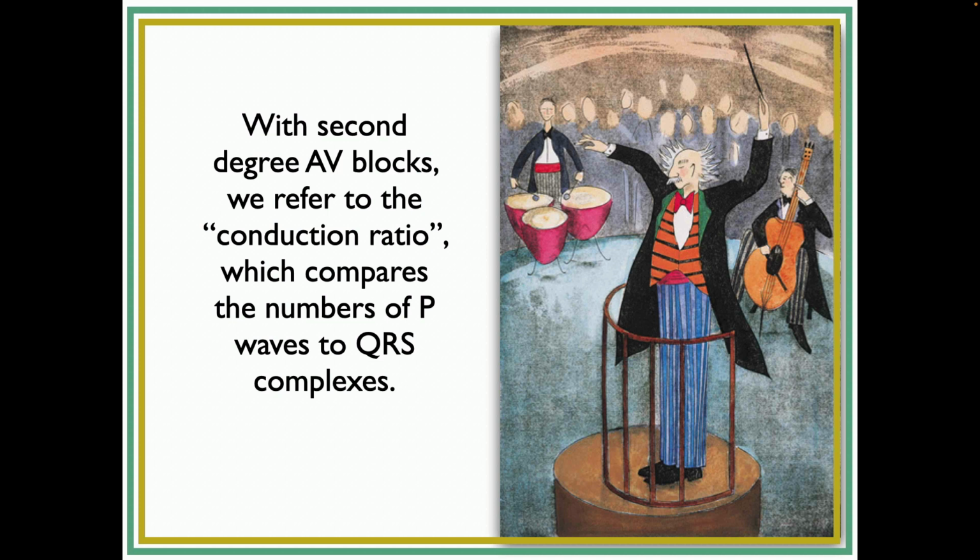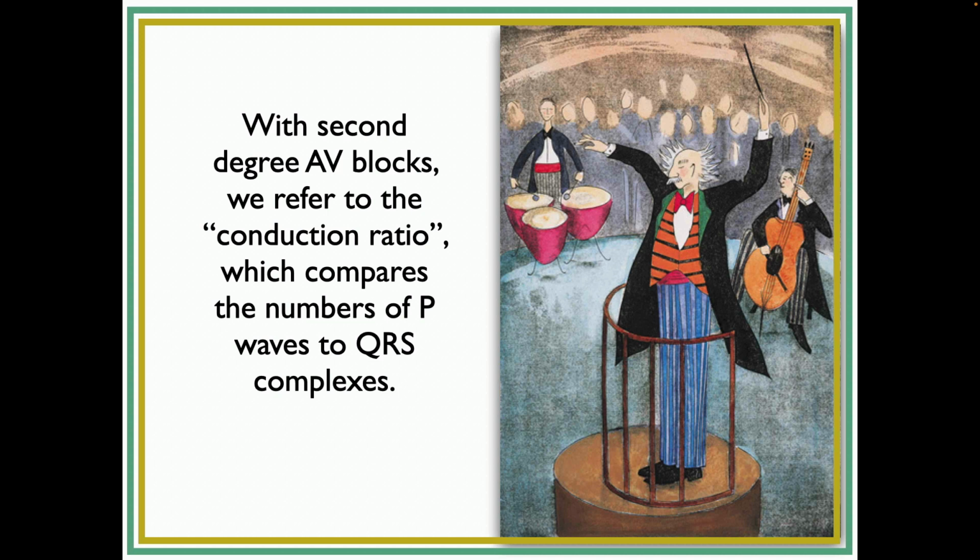Okay. We're good. This next bit, let me emphasize, the only reason that we're going to talk about something called conduction ratio is not because it really matters that much, except it gives us a way of talking about second degree type 1 and second degree type 2 blocks. That's all we're doing. It's a nice way to be able to talk about what we're seeing.